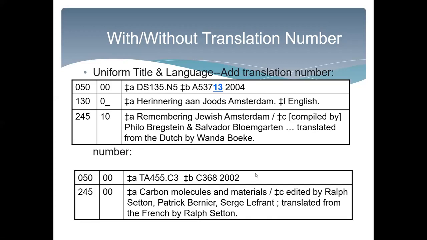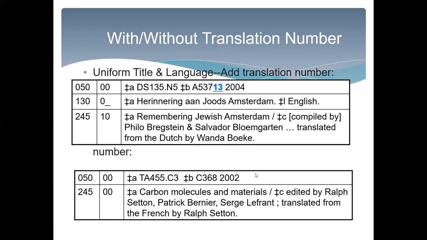130 or 240, and we have there that subfield L English. So basically what you're looking for is a title for the original title, and then what language it's being translated into. And you can see that in a 240 or 130.